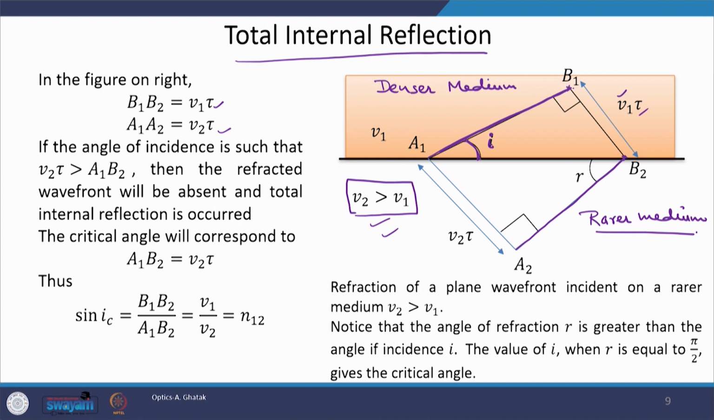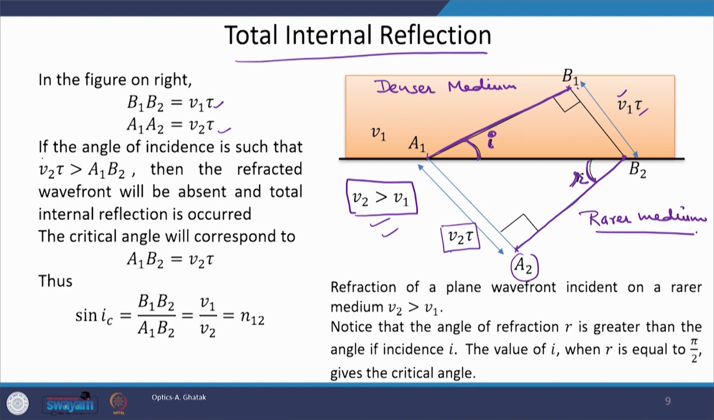Now, in time tau, B1 reaches B2, and during this time A1 will reach A2. The new position of A1 would be A2, and what would be the distance A1 A2? This distance would be equal to V2 into tau, and since V2 is larger than V1, V2 into tau would be larger than V1 into tau, or A1 A2 would be larger than B1 B2. Now, the angle of incidence is given here, and this would be the angle of refraction, assuming that refraction is happening here.